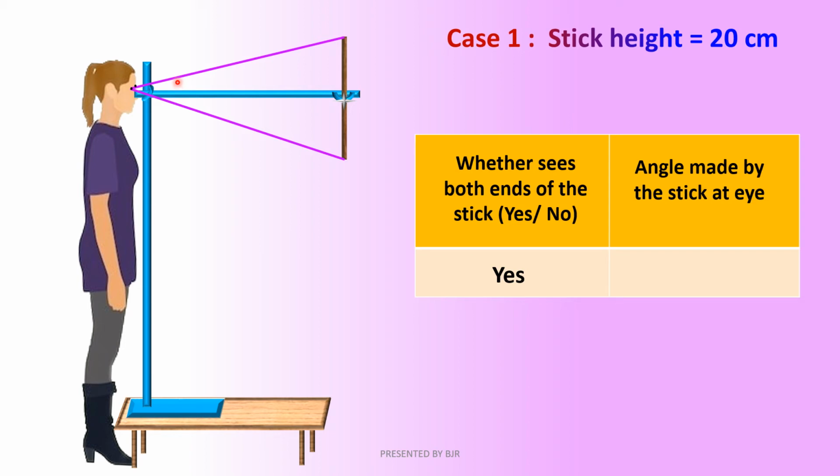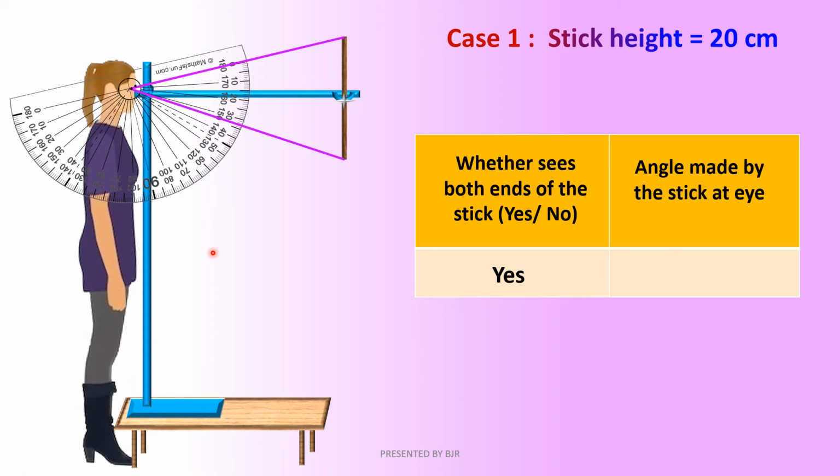The angle formed here is going to be measured by using a protractor. Let us measure it. Here you see, it is 33 degrees. So the stick is making an angle of 33 degrees at her eye. Let us record it here. Okay, that's all.